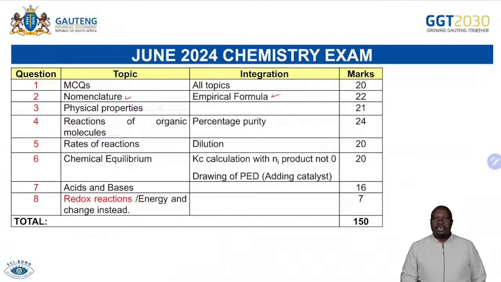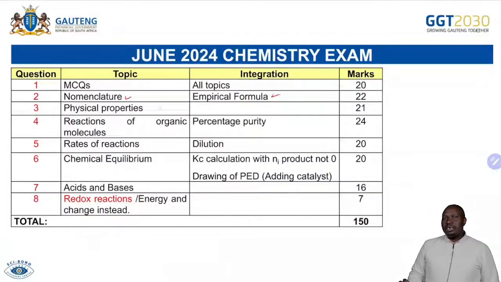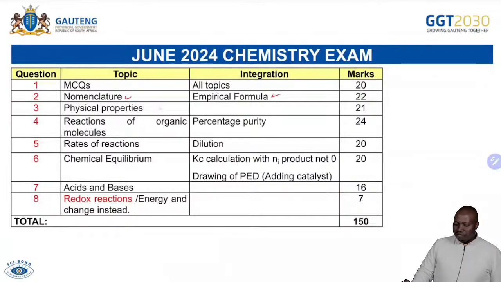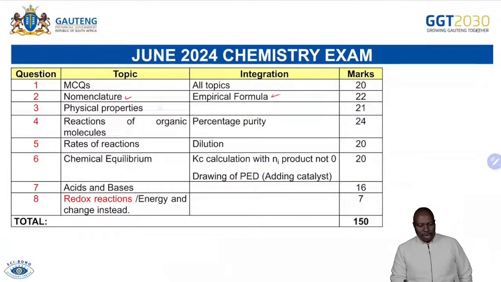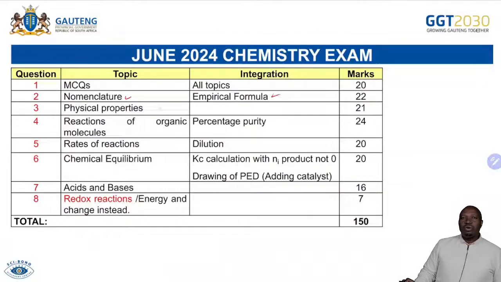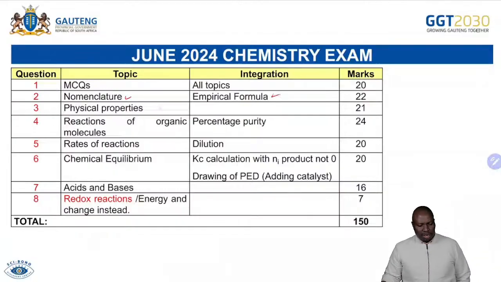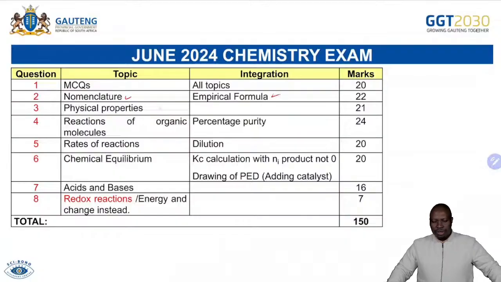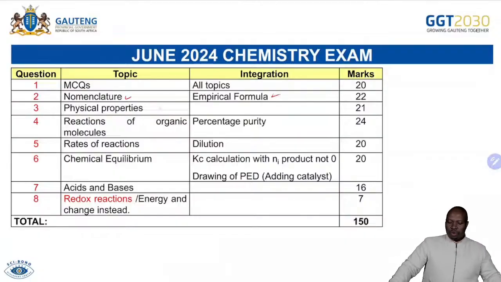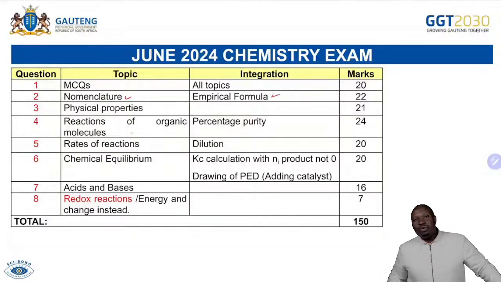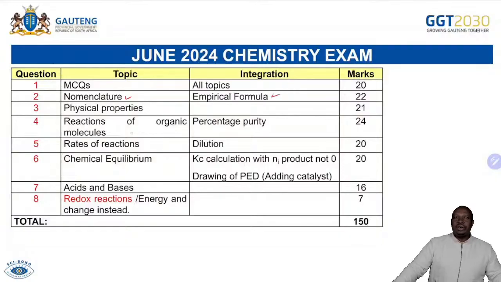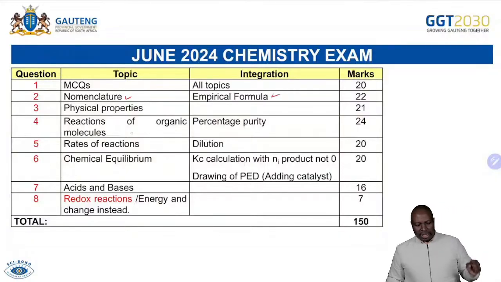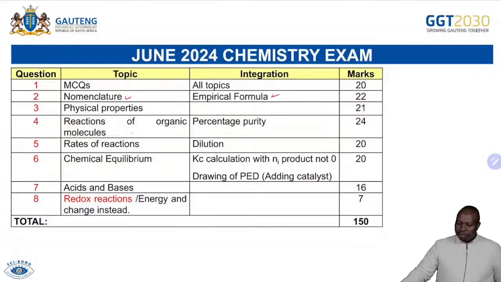We had physical properties. Remember, in organic chemistry, we're doing 3 physical properties: your melting point, your boiling point, and your vapor pressure. So we'll talk about that as well, more especially on the skills of how to answer questions. Because the main thing is, if you have a skill of answering the questions, you'll be able to answer all the questions that you'll be asked. We'll be looking at the reactions of organic molecules, and last year as well there was percentage purity there. So it's important that even today we look at percentage purity.